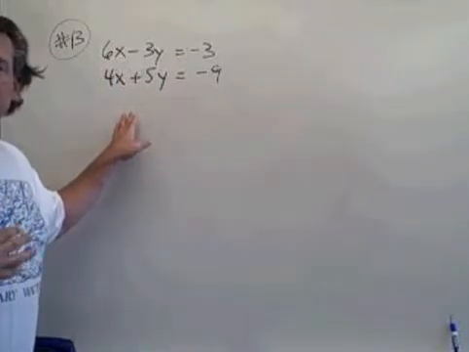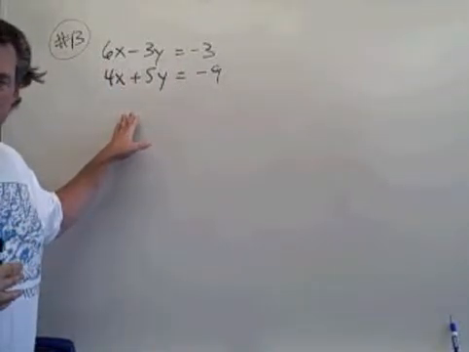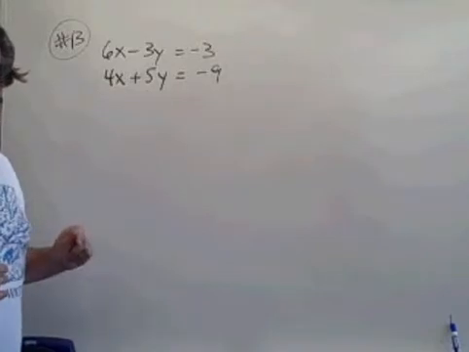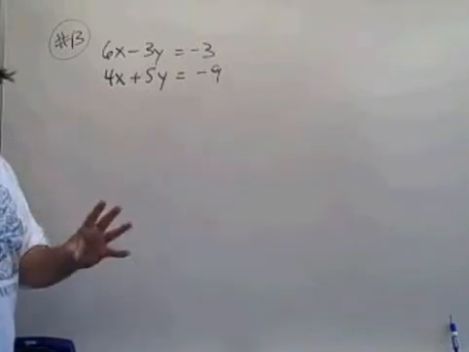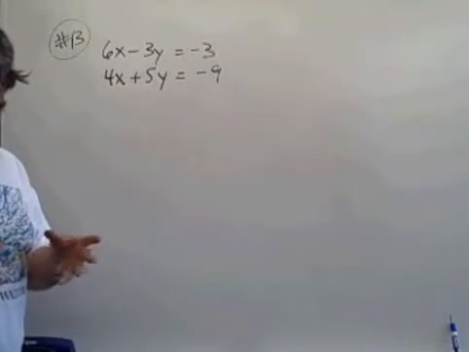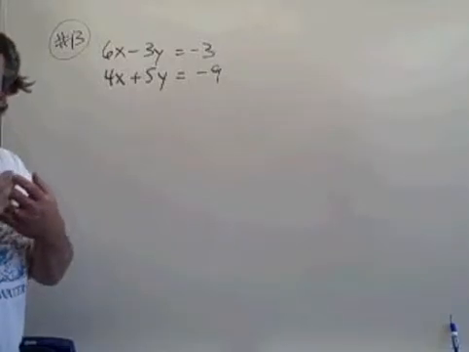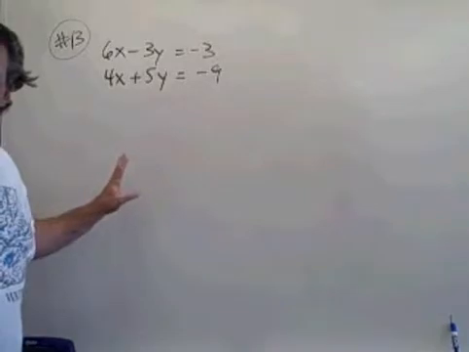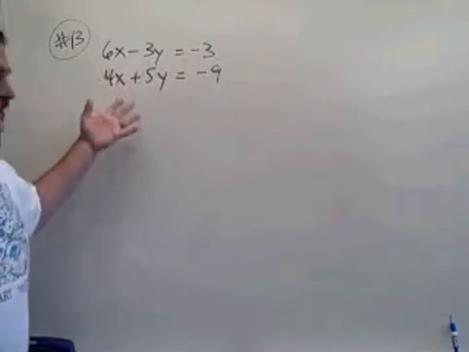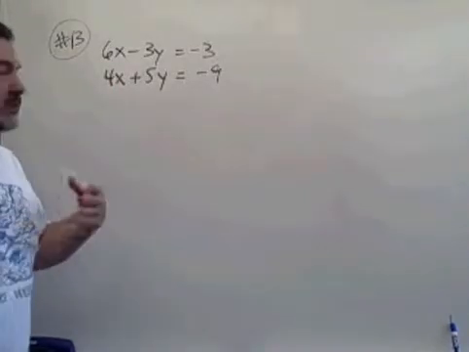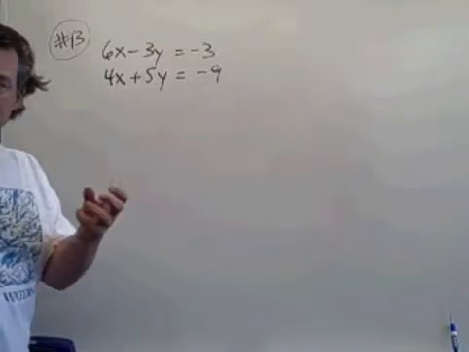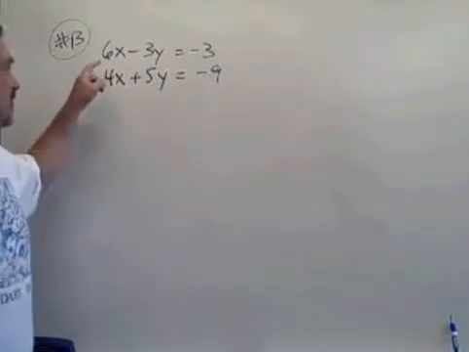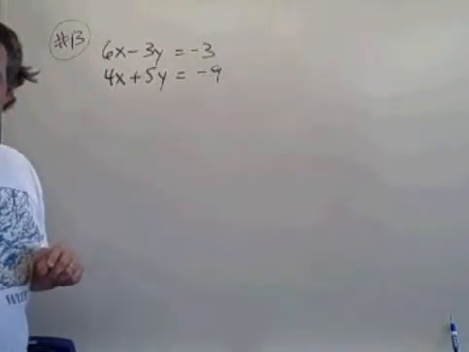Here's a system of linear equations in two variables. Problem 13 on the review sheet. Remember, when you're solving systems of equations, you are looking for that solution that solves all of the equations in the system. Here in this case, we have two equations, so we are looking for the xy pair that is a solution to both of those equations.